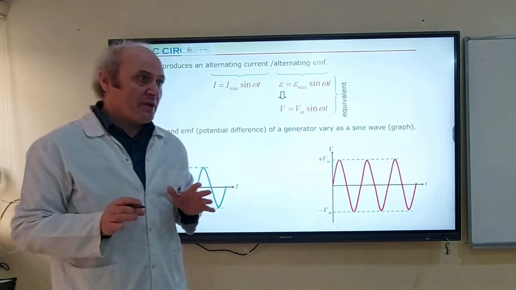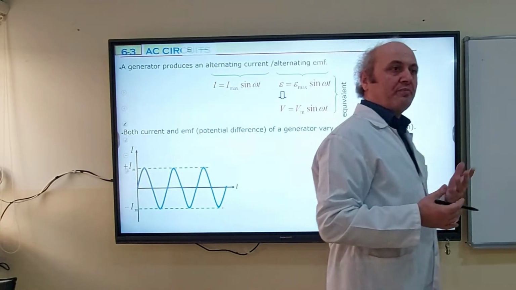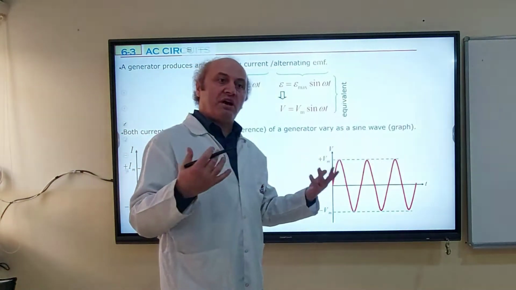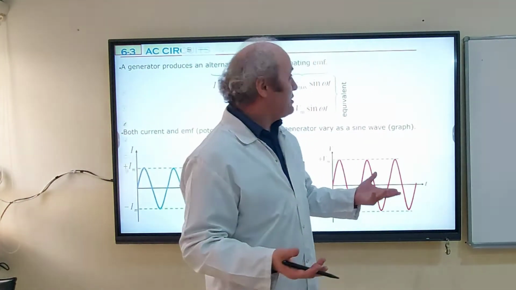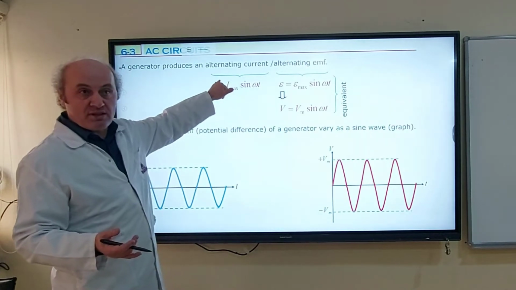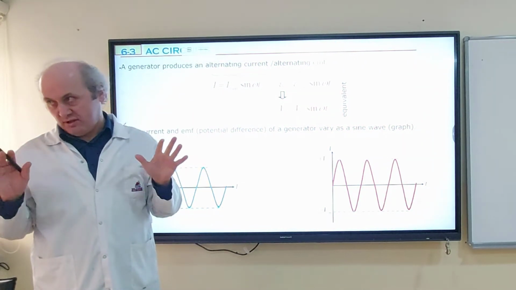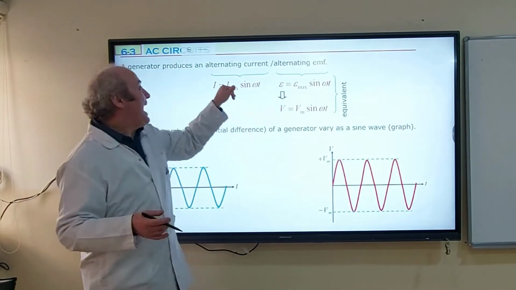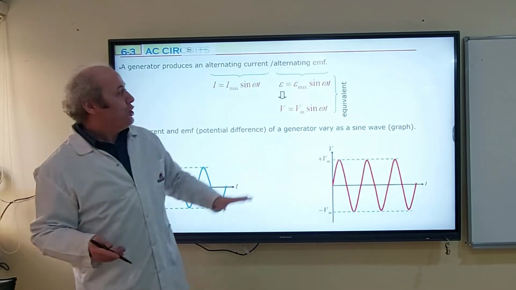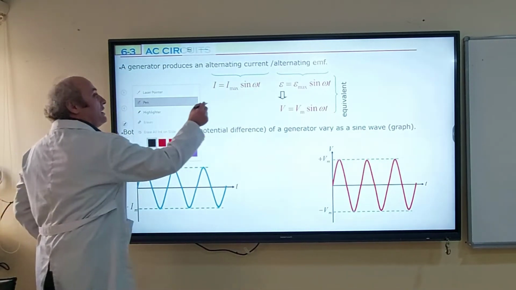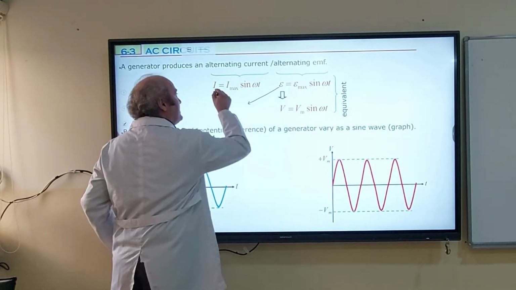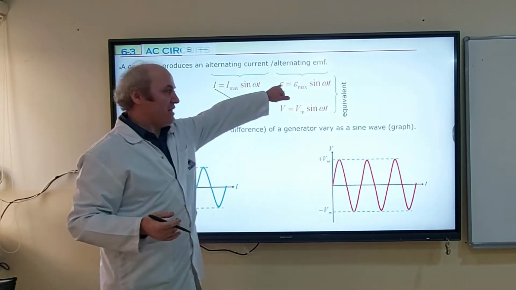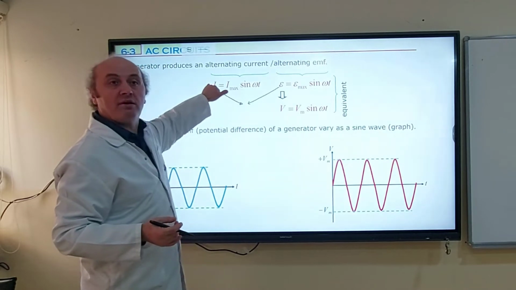E max sine omega t. And because according to Ohm's law, without EMF, without potential difference, there is no electric current. If there's a potential difference, there's an electric current. You know that. So that's why the electric current of a generator will have exactly the same function as the induced EMF. Induced EMF is E max sine omega t, so the electric current function is going to be I max sine omega t. These values are called instantaneous values. So this E and that I are the instantaneous values of the induced EMF and of the electric current.